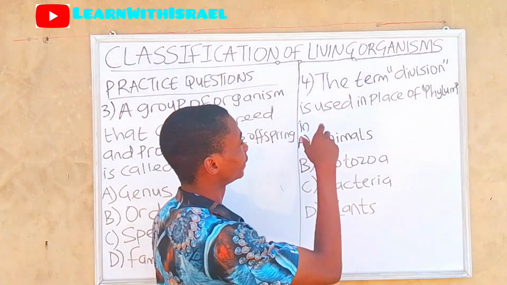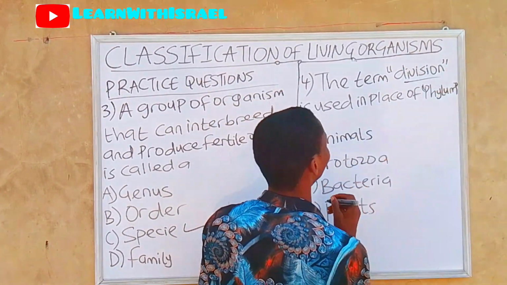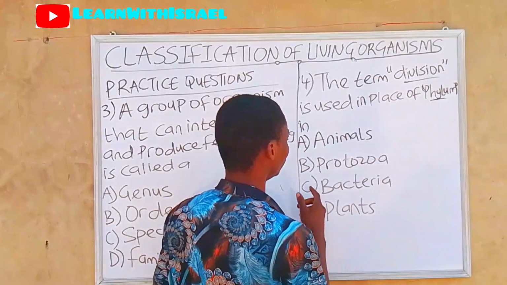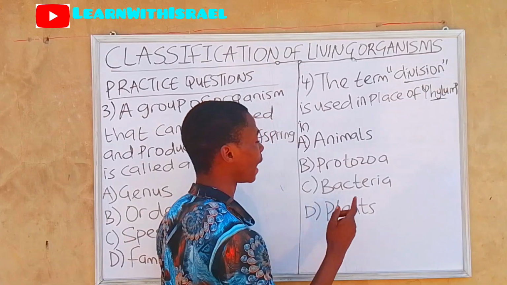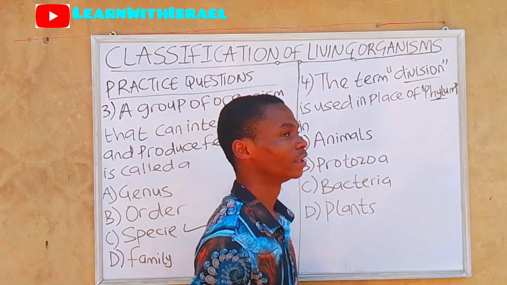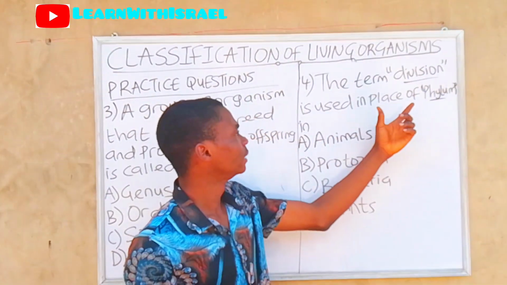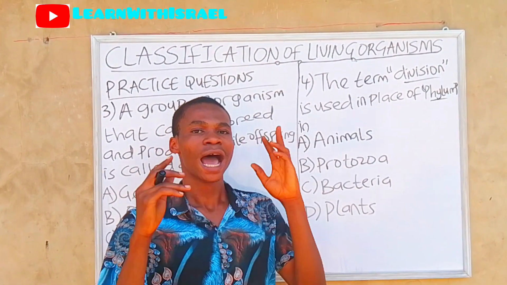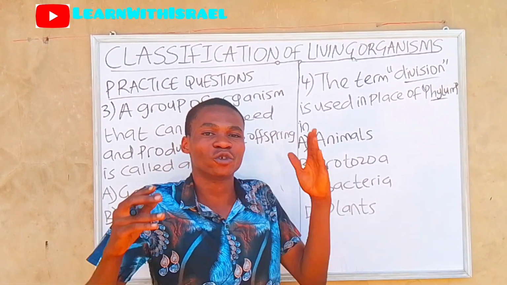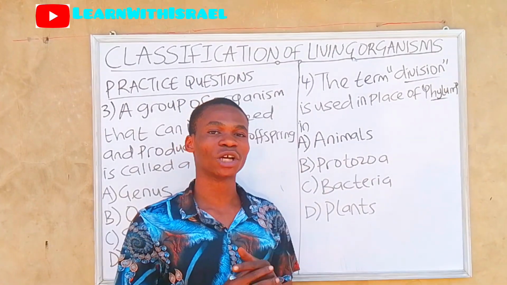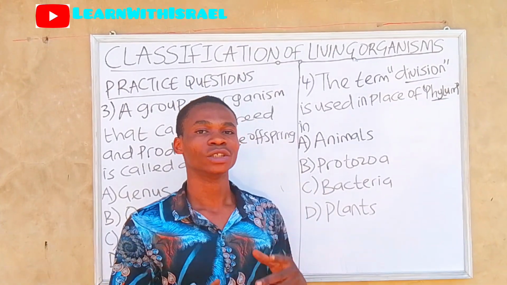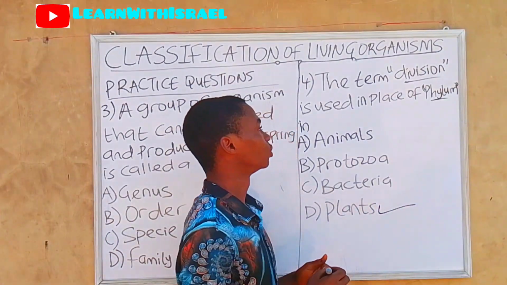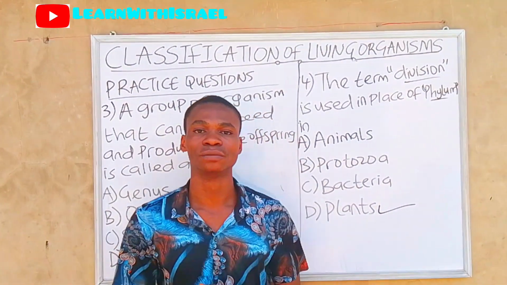Question 4. The term division is used in place of phylum in A. Animals, B. Protozoa, C. Bacteria, D. Plants. So division is used in place of phylum in plant classification. I also said that earlier. If you really follow this class, this practice question should be very easy for you. So plant is the appropriate answer. Now let's move to the next one.